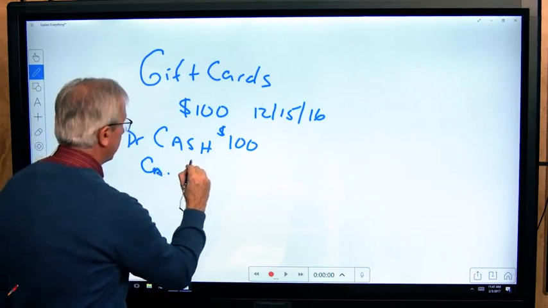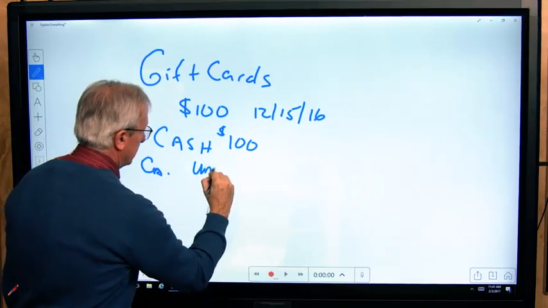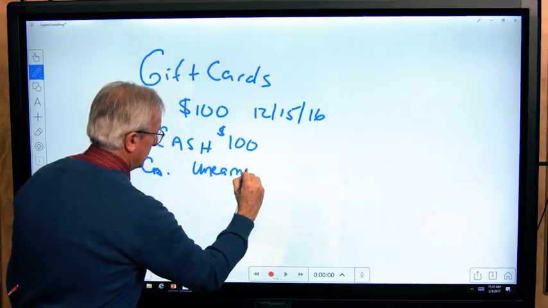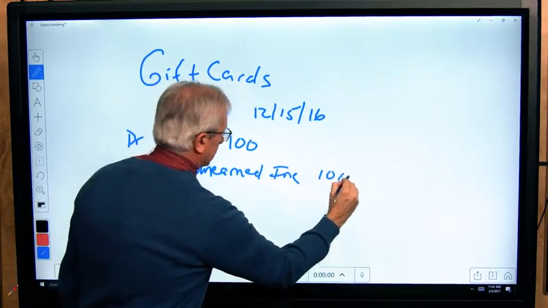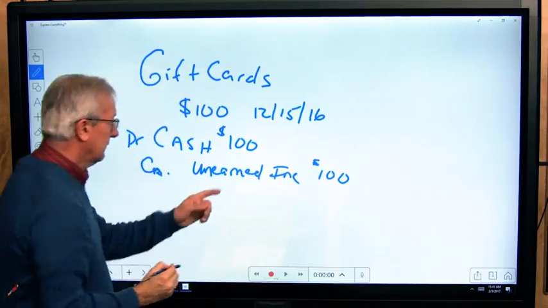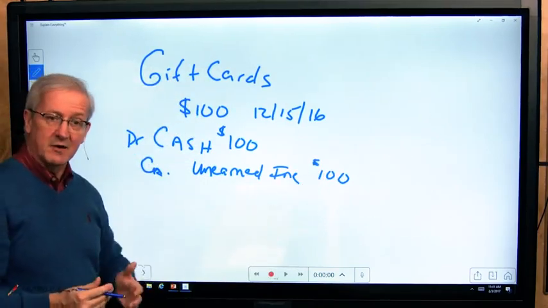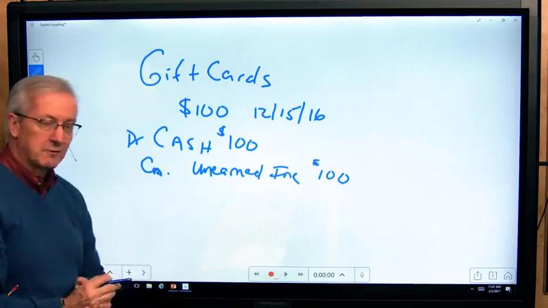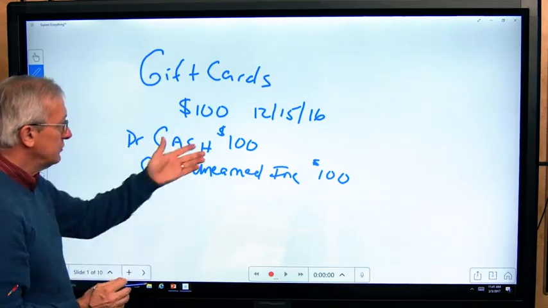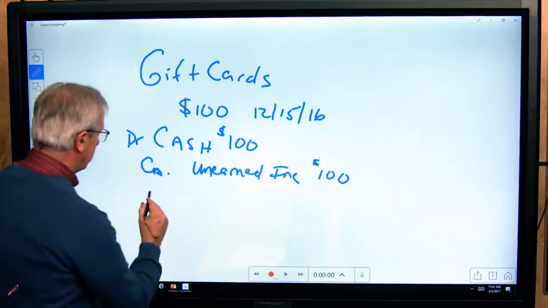And I'm going to credit my unearned income for $100. So that's basically what? A liability account. I owe you or your spouse a visit to our property and enjoy one of our dining options. When you actually come to the property, here's the entry I'll make.